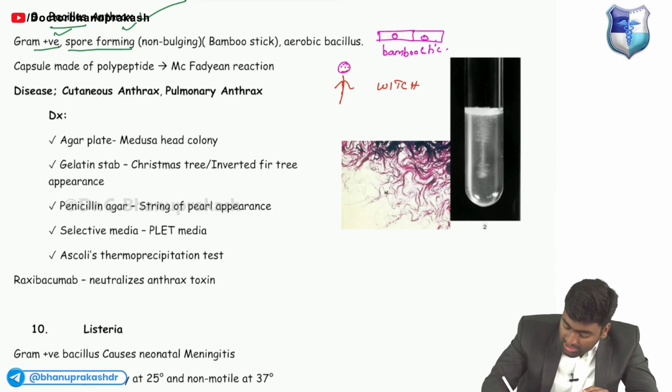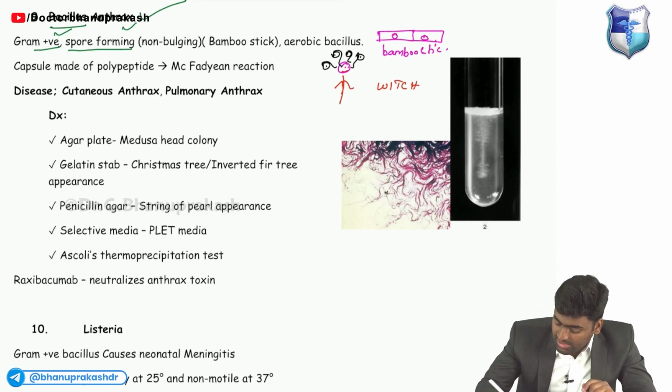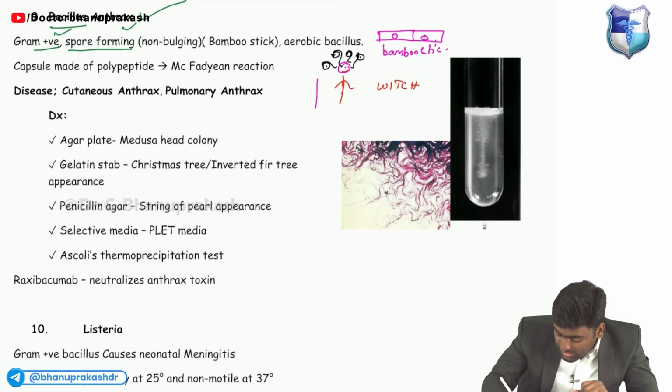She'll be having the clumsy hair, which looks like a Medusa head, meaning like a snake's head. She'll be having a Medusa head, followed by old age, as I told you, so she needs some sticks for support. So she needs a stick, which is this bamboo stick.